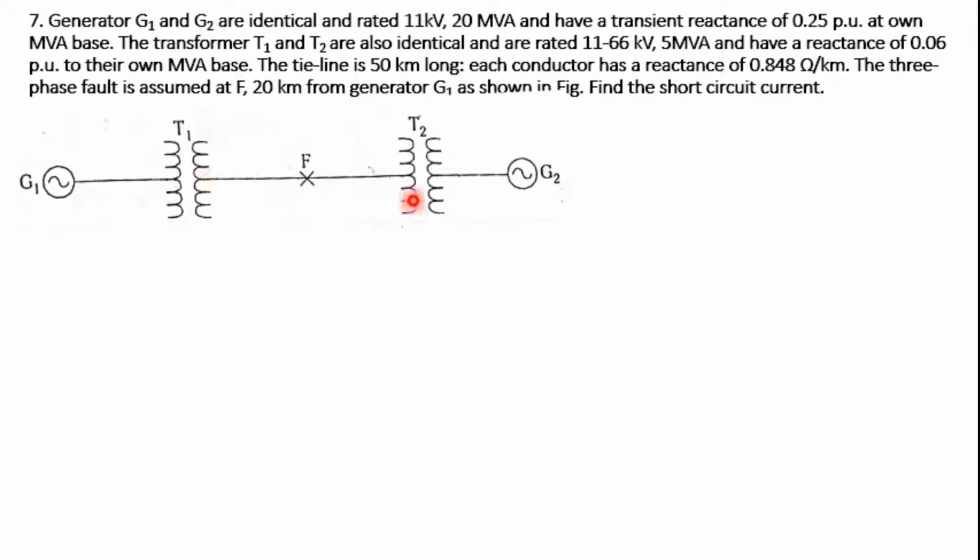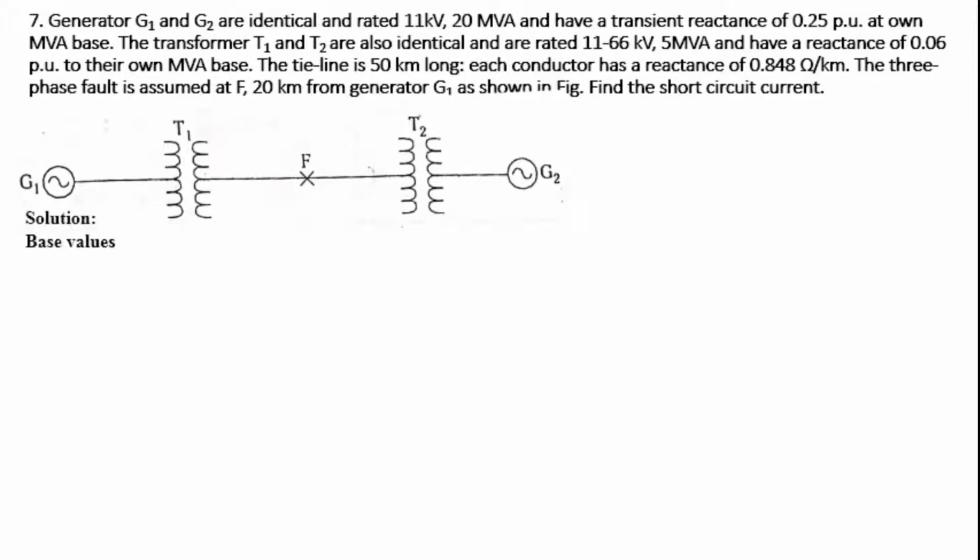The total length of the transmission line is 50 kilometers. Each conductor has a reactance of 0.848 ohm per kilometer. There is a three-phase fault which is going to take place, assuming it is 20 kilometers from generator G1. From here to here it is 20 kilometers.